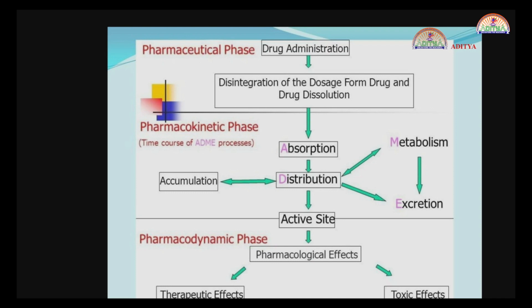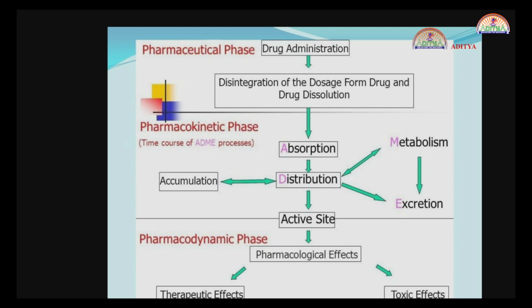So ideally, for a good drug candidate, therapeutic effects should be more and toxic effects should be less. Then it is called an ideal drug candidate, and your effort should be to have maximum therapeutic effect and less toxic effects. So this is your target area. The role of the biopharmacist is to enhance the therapeutic effects and minimize the toxic effects and minimize this accumulation. So let's move on to the next slide.